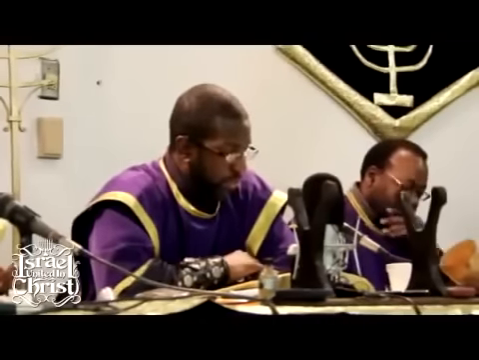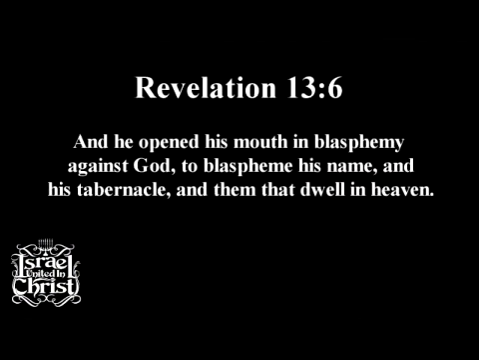Revelation 13. Back to where you was at. Revelation 13, verse 6: And he opened his mouth in blasphemy against God. He says he is God. He sets himself up as God. To blaspheme his name. Anytime you think of the name of God, he shows his face. He took the name Jew to himself. That's why we went to Revelation 2:9. And his tabernacle.